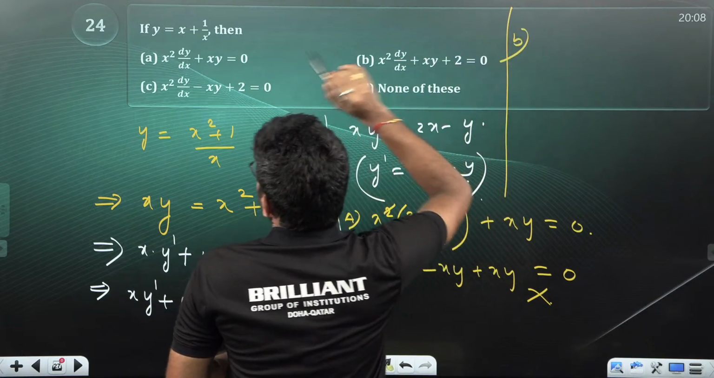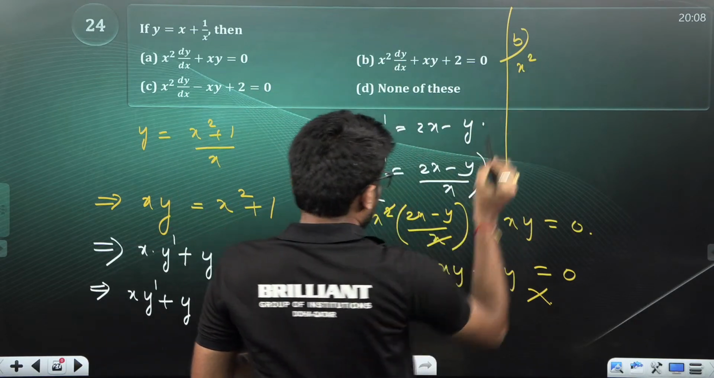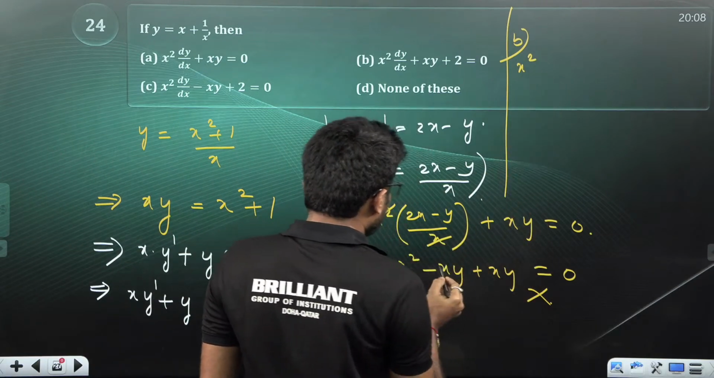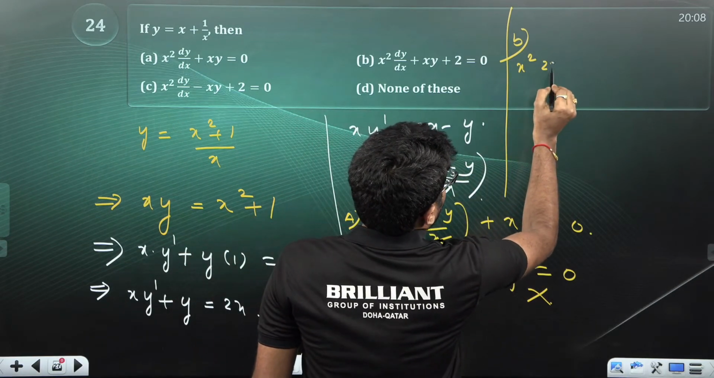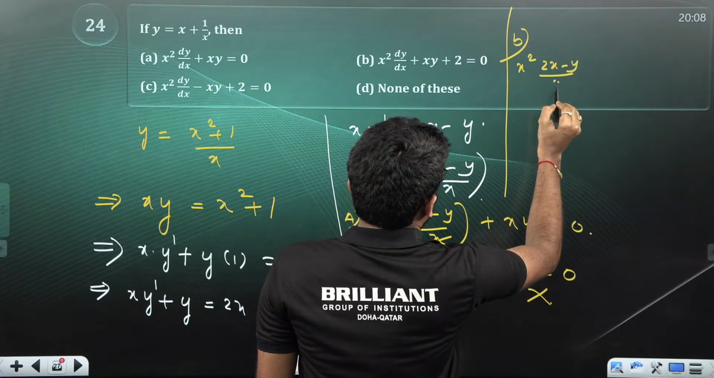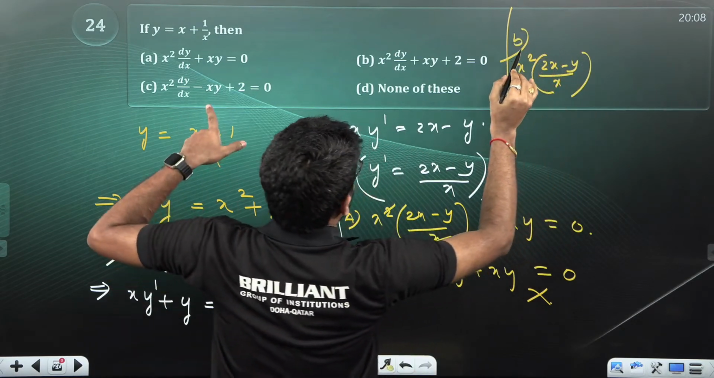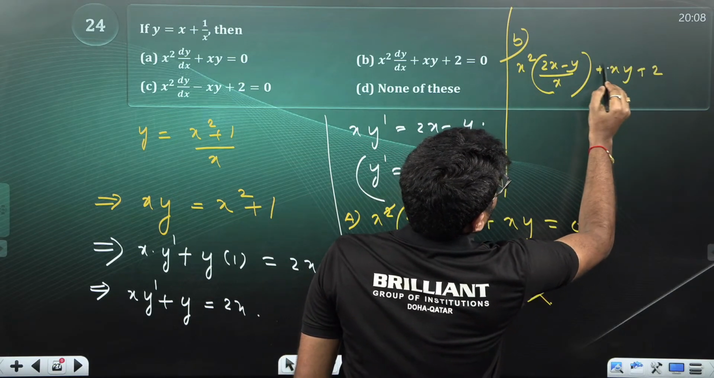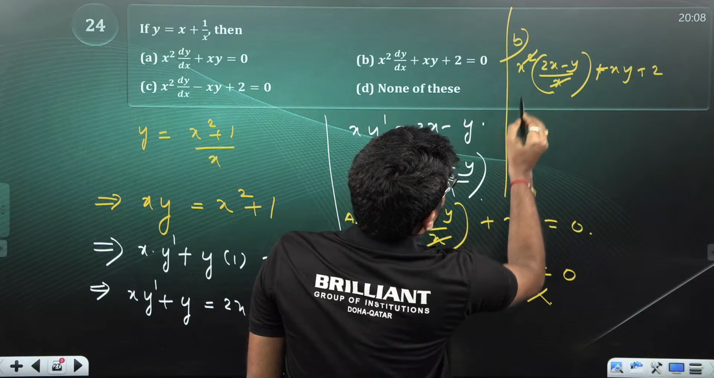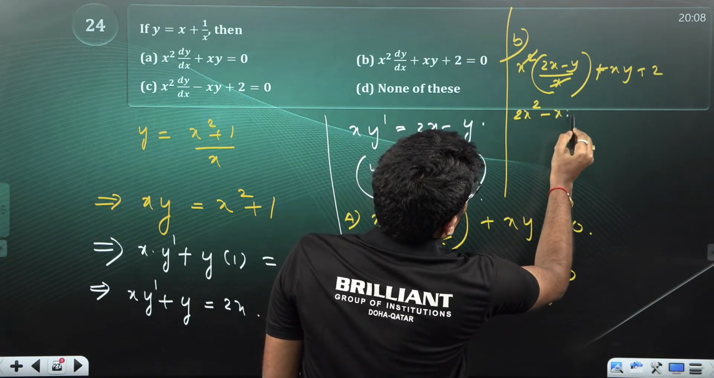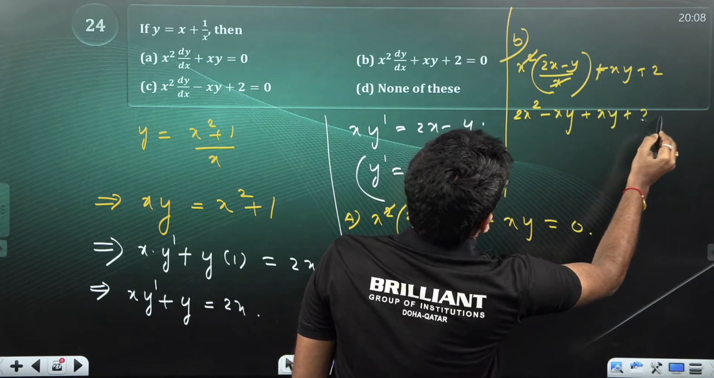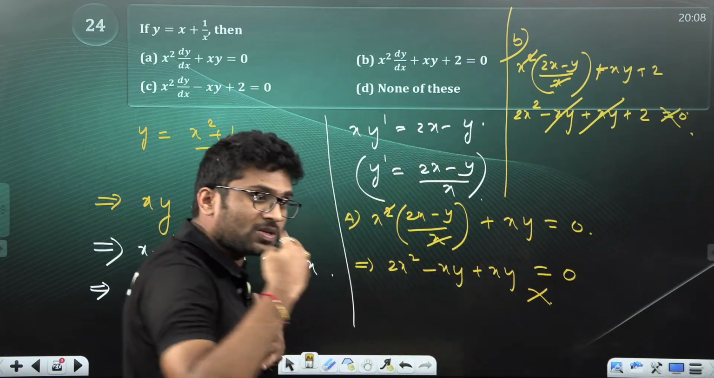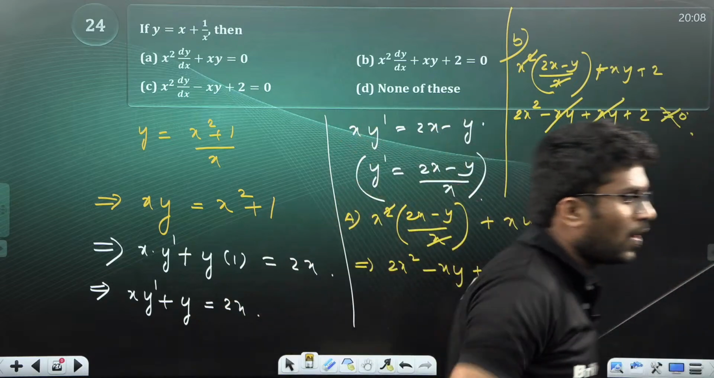Now check for option B. Option B is x square into dy by dx, plus xy plus 2. Dy by dx is 2x minus y divided by x. Now x into 2x is 2x square minus xy plus 2 is equals to 0. So minus xy plus 2, but 2x square plus 2 is not 0. Even option B fails. Check option C, guys.